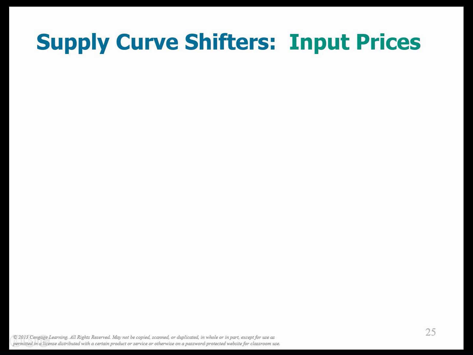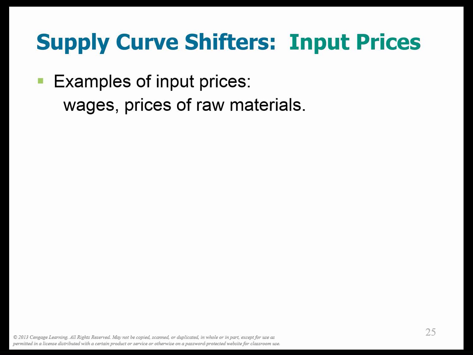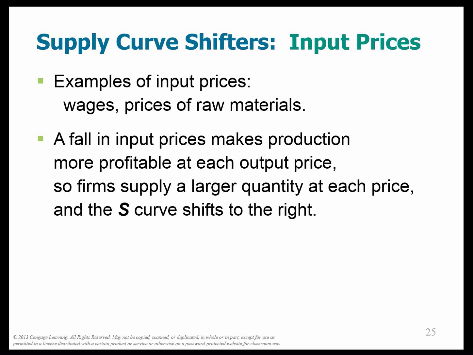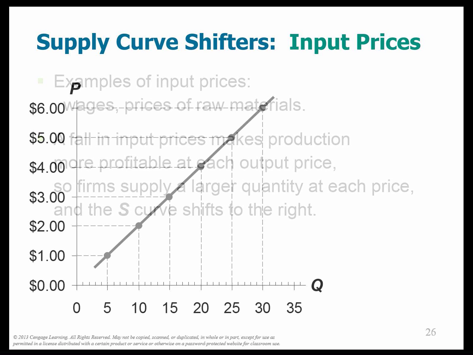First is input prices. Input prices are the things that firms use to create their output: wages, prices of raw materials. If you have to end up paying your employees more, you're not going to be able to make as much stuff. So if you have a rise in input prices, then you have a fall in quantity supplied. This second bullet point here shows the opposite. If you have a fall in input prices, the supply curve shifts to the right.